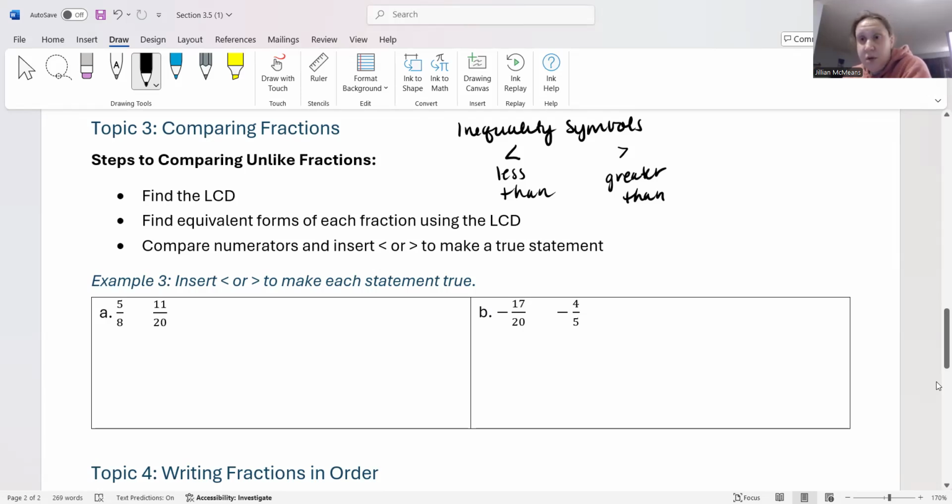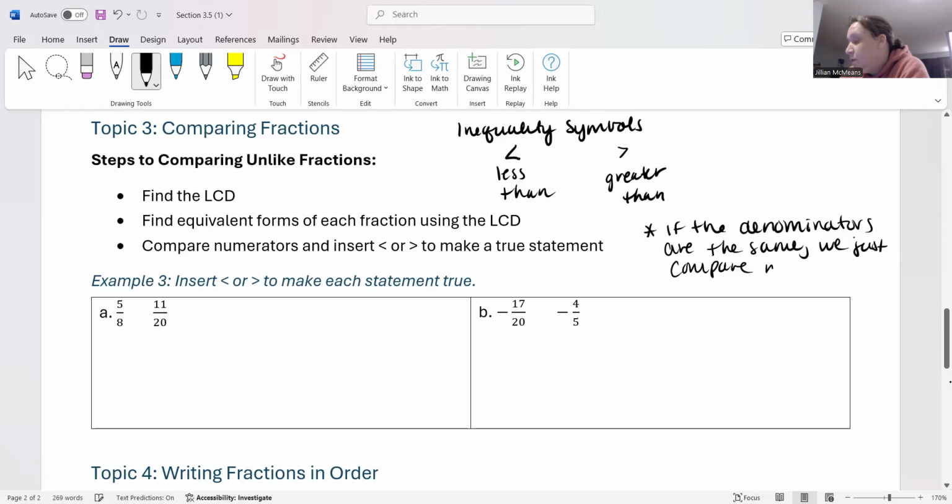Now, when it comes to comparing integers, we compare those kind of thinking of a number line. With fractions, it's a little bit different, okay? When it comes to fractions, to compare fractions, you can compare the numerators as long as you have the same denominator. So if the denominators are the same, we just compare numerators.